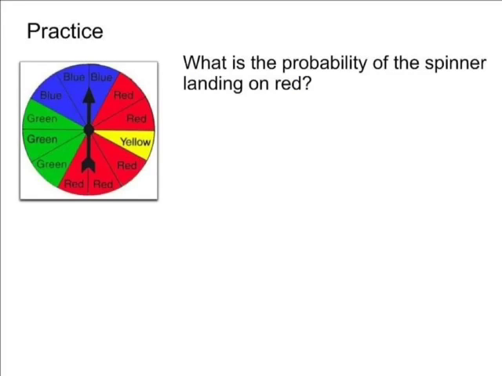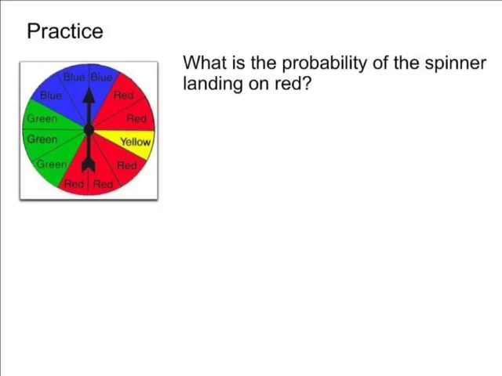All right, let's take a look here at a practice problem. This one says, what is the probability of the spinner landing on red? Well, we have a spinner over here and we have a bunch of sections. We need to start by counting the sections. It looks like we have 6 on the top half and then 6. So there's a total of 12 sections.